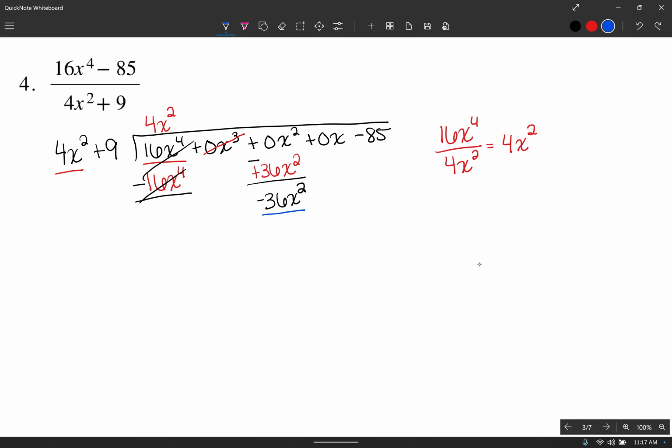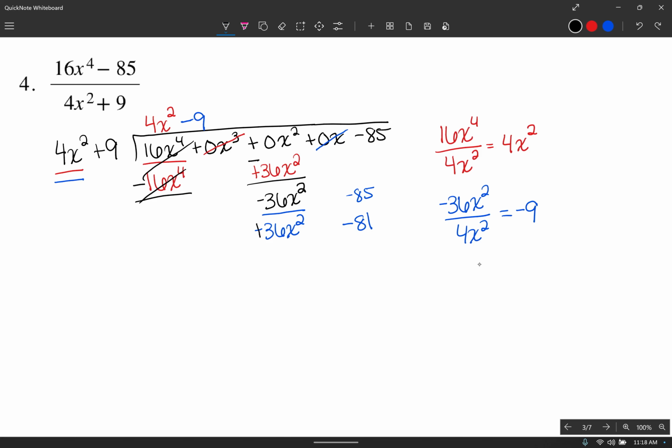So negative 36x squared divided by 4x squared. That's going to give me negative 9. Then we multiply. Negative 9 times 4x squared is negative 36x squared. And negative 9 times 9 is negative 81. So I don't need this. I need the negative 85. All right, and then I have negative 81.